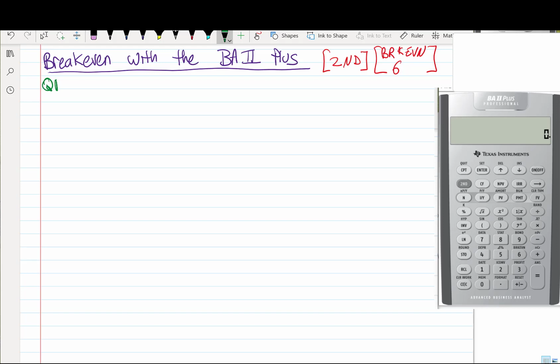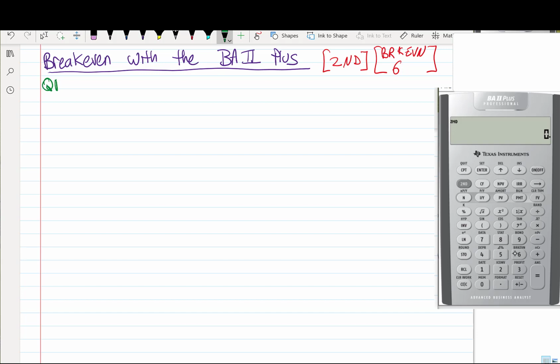Hi, one tool that we always have access to is a calculator. The BA2 Plus calculator, which we've spoken about before and we will speak about again, is one of the better business analyst calculators on the market. Now we're going to see why it's especially useful for business. And that's because there's a custom break-even menu.